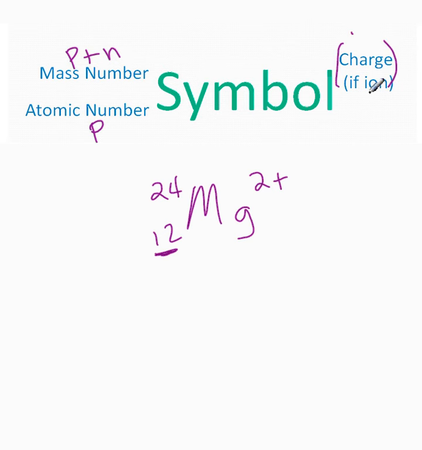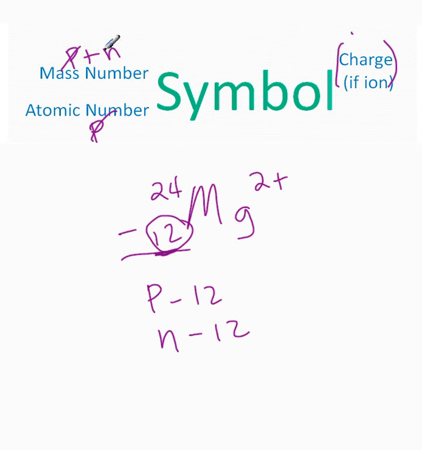So if I look right here, protons, easy enough to identify. How many protons does it have? 12. I can verify that on the periodic table. Neutrons: if I subtract the top from the bottom, 24 minus 12, that's how many neutrons I have. I'm going to have 12, because if I subtract the top from the bottom, the only thing left is the neutrons.